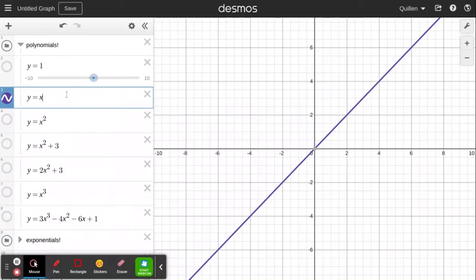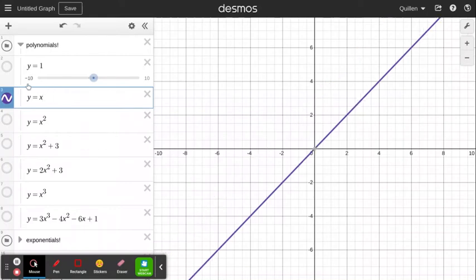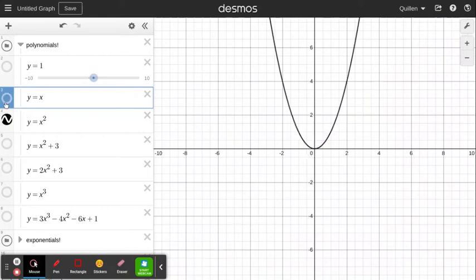And that can be changed if you add a constant to it. For example, 3. Its intercept is now at 3. The next very basic polynomial that you probably learned was y equals x squared. Now, just like x, it has an intercept at 0 that can be moved if you add a constant to it. So x squared plus 3's intercept is at 3.